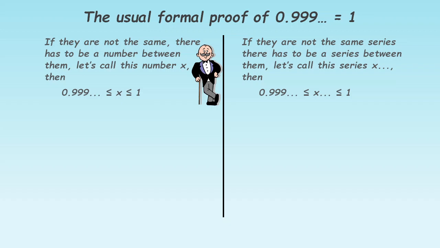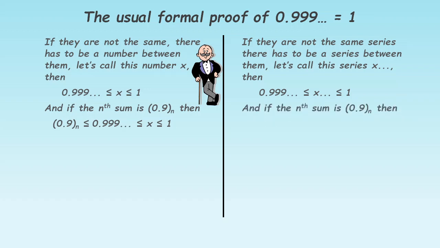In the formal proof, they consider the sum to the nth term, and they claim that all nth sums are less than 0.9 recurring in its entirety. Whereas working with series, we can say that the nth sum of x should be between the nth sums of 0.9 recurring and 1.